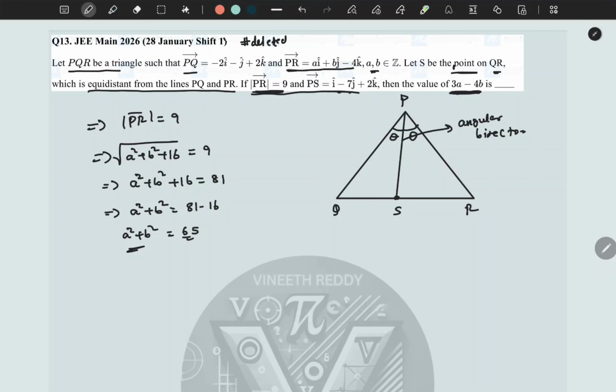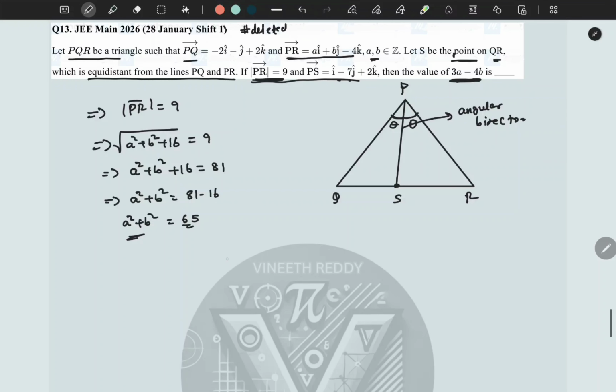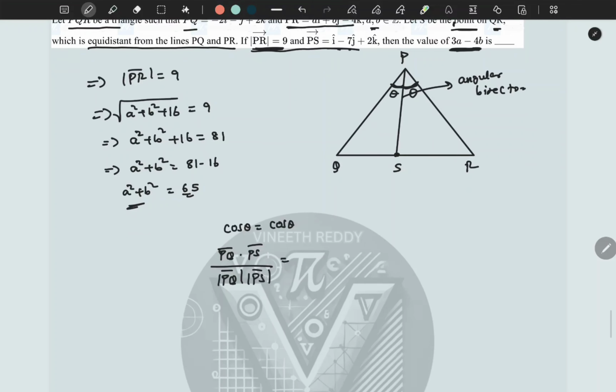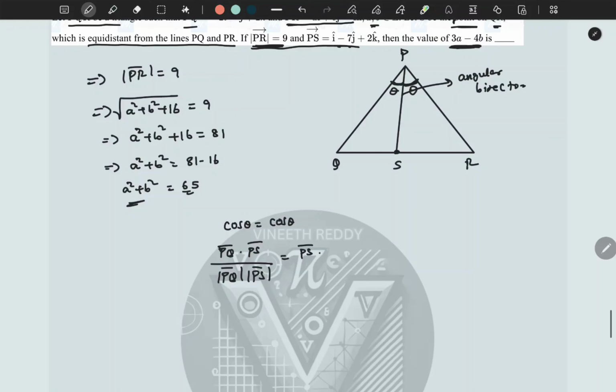Now, since it is the angular bisector, PS is already known. We need not find the vector PS. Instead, since theta is equal, we will say cos theta equals cos theta. In this triangle, cos theta will be PQ vector dot PS vector by length of PQ into length of PS. And in triangle PSR, cos theta will be PS vector dot PR vector by length of PS into length of PR.